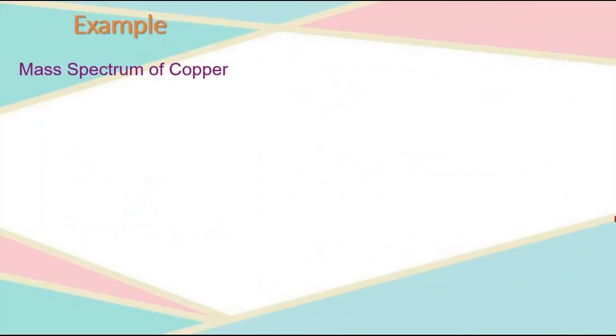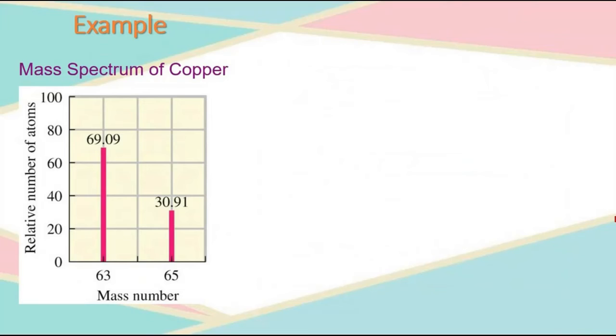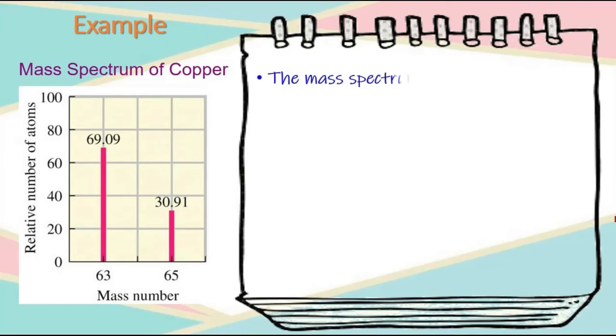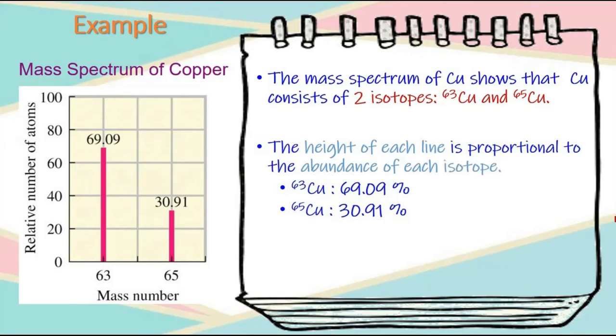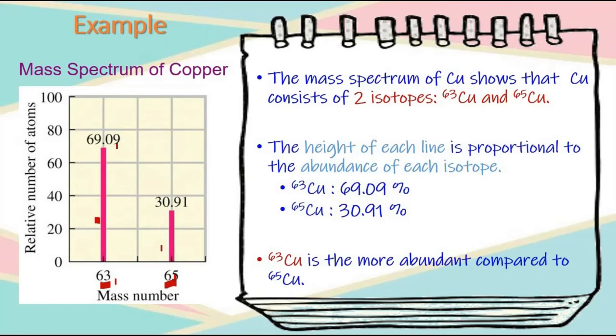Example, the mass spectrum of copper. Based on the spectrum, we can see there are two lines showing in the spectrum, indicating that copper consists of two isotopes, that is Cu-63 and Cu-65. The height of each line is proportional to the abundance of each isotope, so we can interpret that the relative abundance for Cu-63 is 69.09% and for Cu-65 is 30.91%. Since Cu-63 has the highest peak compared to Cu-65, Cu-63 is more abundant compared to Cu-65.